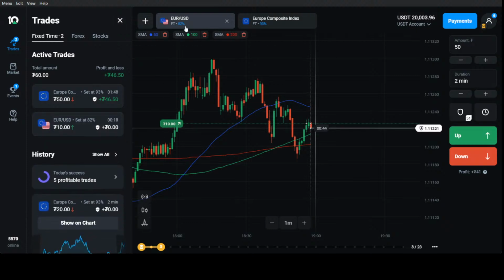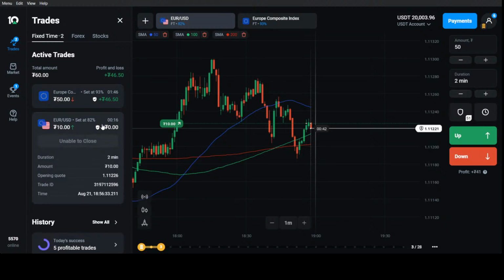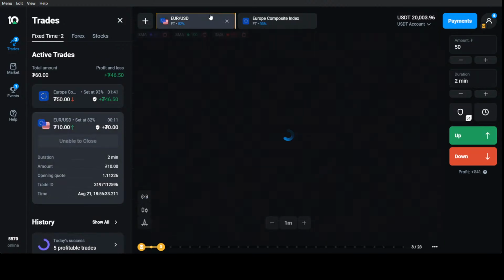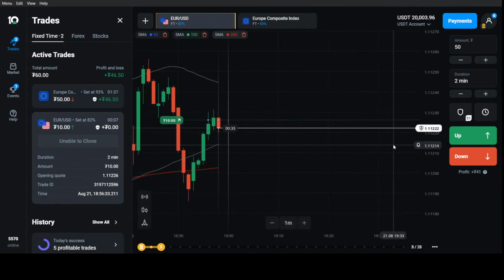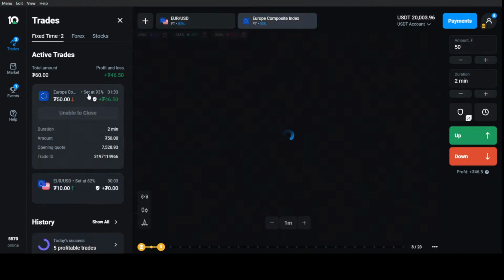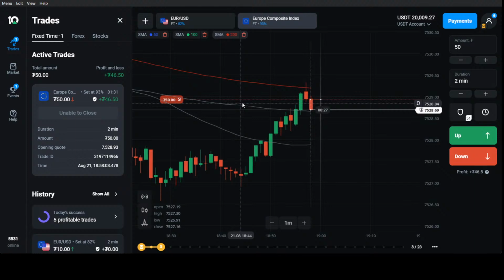Let me check the Euro USD trade now. Okay, the Euro USD trade shifted like usual. No problem. We have our Euro Composite trade, which, if it goes positive, is going to help us recover everything.